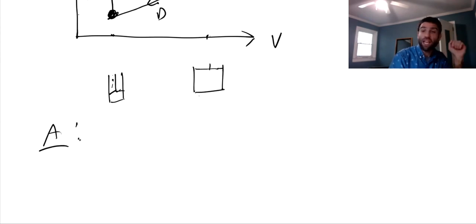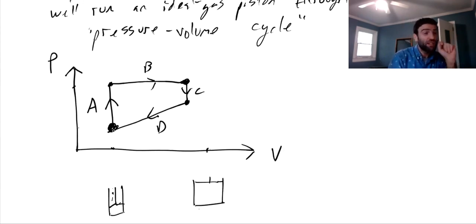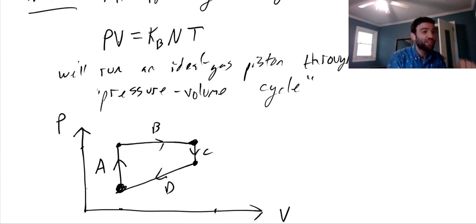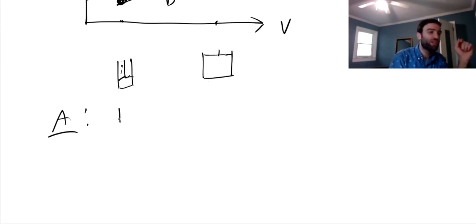So in segment A, what are we doing? We are increasing the pressure of the ideal gas, but the volume is staying the same, right? And from the ideal gas law, if the pressure is increasing, the volume is staying the same, we're not changing the number of particles in the gas, we must be increasing the temperature, right? We must be increasing the temperature. T is increasing.